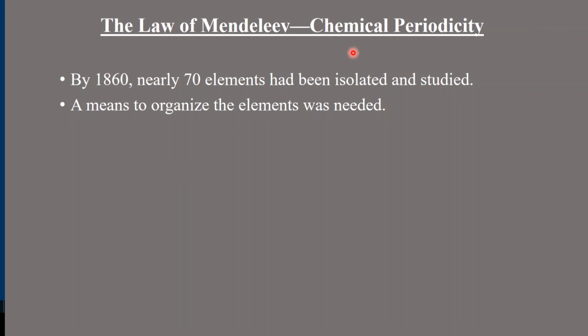The law of Mendeleev and chemical periodicity. By 1860, nearly 70 elements had been isolated and studied. As elements were being discovered and their properties were being examined, it became necessary to organize them in some useful way that would help to make sense of it all.